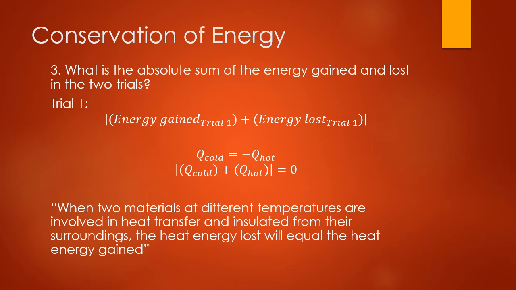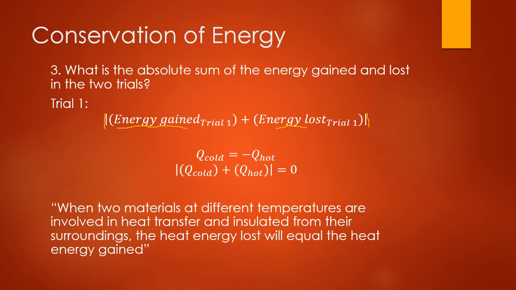The third calculation is asking us what is the absolute sum of the energy gained and lost in the 2 trials. Then it gives you an equation, and this equation has bars around it, and those bars are absolute value. So when you do this addition, you're going to get a positive number. Even if it comes out negative, you need to change that to a positive. To calculate this, you're going to take the heat energy gained that you calculated in calculation number 2 and add it to the heat energy lost.